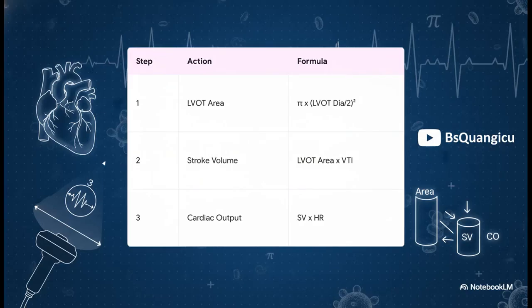Step 1 finds the area. Step 2 multiplies it by the VTI to get stroke volume, and Step 3 multiplies that by heart rate. The ultrasound machine literally does all this math automatically once you enter the data. But, as the guide highlights, understanding these underlying mechanics is what removes all the mystery. You know exactly what the machine is calculating behind the scenes.